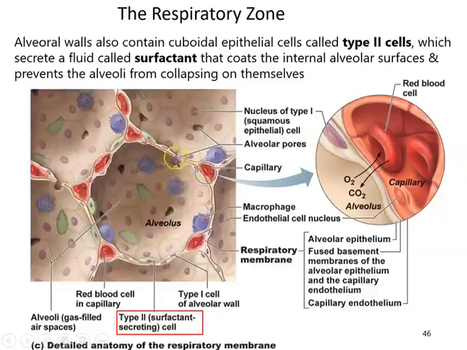More realistically, what's happening is as these contract, just the water tension is going to make it harder for them to expand. And so surfactant makes it easier for them to expand. So that's what the type 2 cells do, they make it easier for these to expand, just by counteracting the effects of water surface tension, or the interfacial tension between water and air.